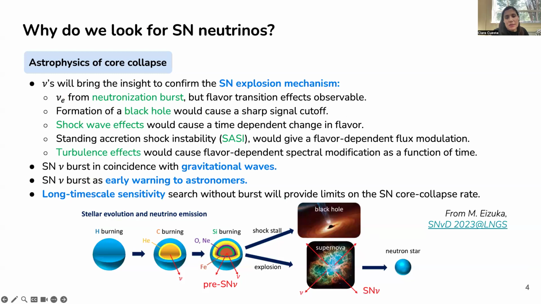Of special interest is the observation of a supernova neutrino burst in coincidence with gravitational waves, which would also be prompt and could provide a time reference for a time-of-flight analysis. And the supernova neutrino burst is prompt with respect to the electromagnetic supernova signal, and therefore can be exploited to provide an early warning to astronomers. Furthermore, in the worst case, a long-timescale search without a burst will also provide limits on the rate of core collapse supernovae.